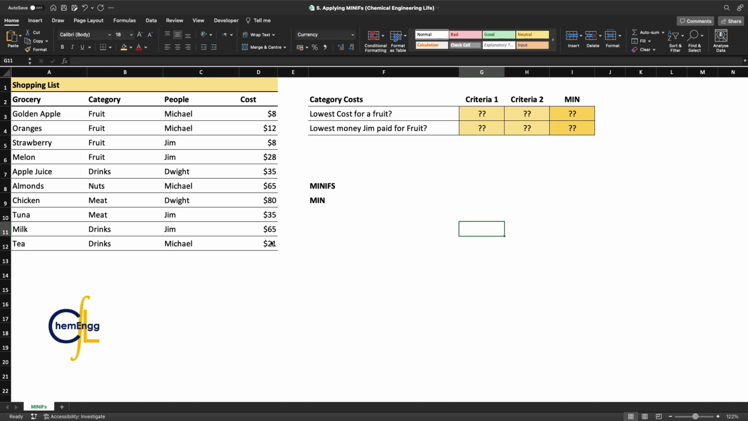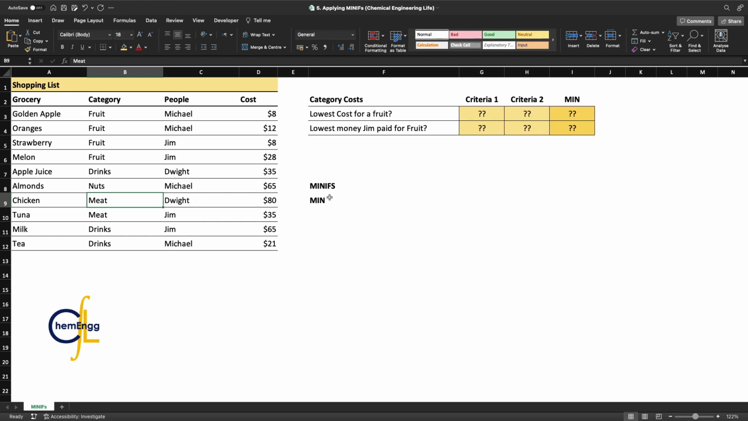But as you can see on the left-hand side, we now have multiple columns for the given range, because we have the grocery name, we have the category, and then we have the people who bought the specific grocery. And then we finally have the cost for each grocery. But if you use a MIN function, you only get the minimum value of the entire data set. Rather, let's say you would like to know the lowest cost for a fruit, only for a fruit. That means that you don't want to take drinks, nuts, meat into consideration. Then what you can do is you can use a MINIFS function.